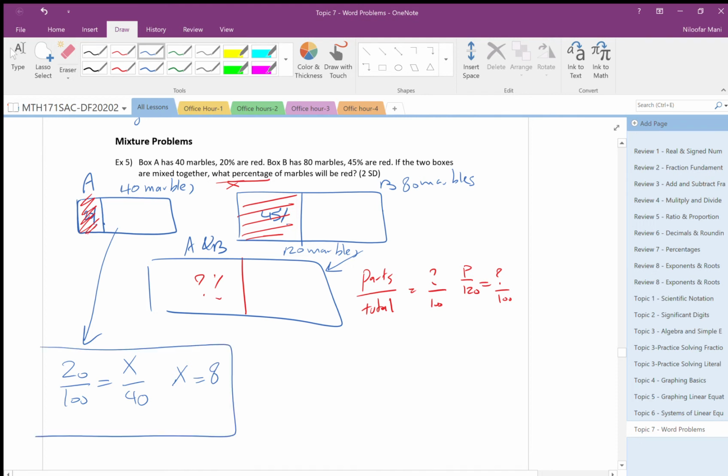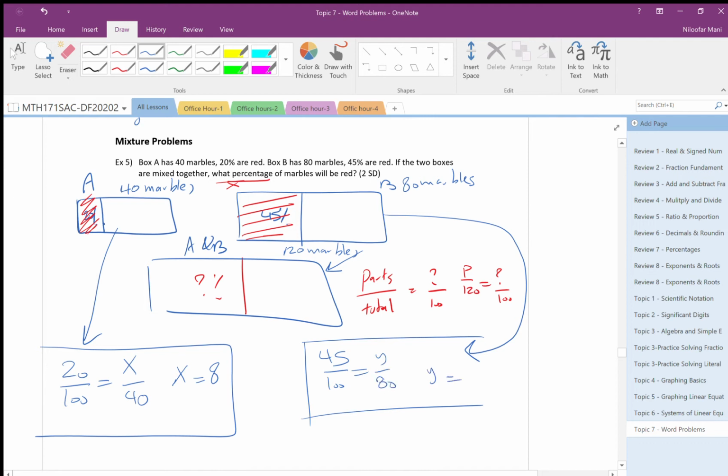The second one, y. So 45 over 100 equals y over 80. See, when I visualize, I know what's going on. So y is 45 multiplied by 80 divided by 100, which is 36.